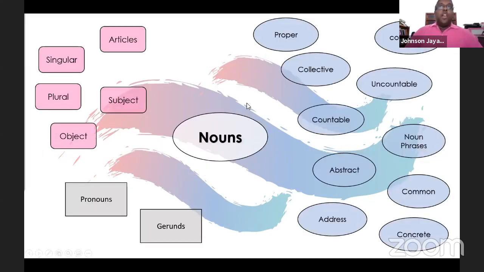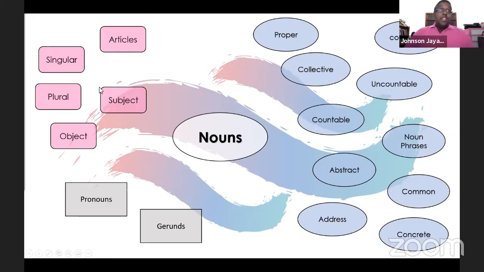Right. So when it comes to nouns, these are all the areas that are related to nouns. Just look at this diagram very carefully. On this right-hand side, you see all the various types of nouns. We have proper nouns, compound nouns, collective nouns, uncountable nouns, countable nouns, noun phrases, abstract nouns, nouns of address, common nouns, and concrete nouns. These are the various types of nouns that you get in the English language.